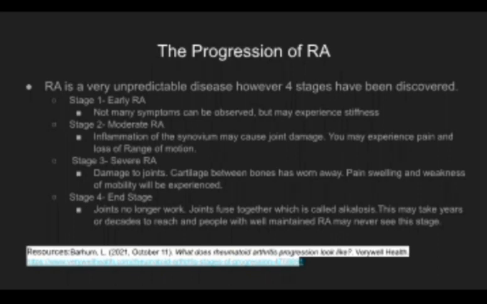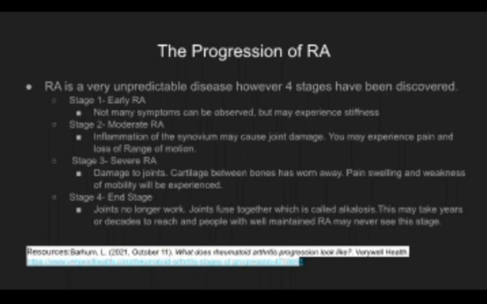RA is a very unpredictable disease. However, 4 stages have been discovered. Stage 1, early RA, where few symptoms can be observed, but you may experience stiffness. Stage 2, moderate RA, where inflammation of the synovium may cause joint damage. You may experience pain and loss of range of motion.